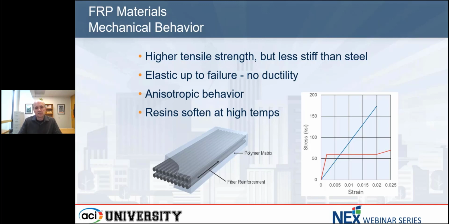The third point on the slide is that FRP materials do exhibit anisotropic behavior. This means that they have different properties depending on which direction you're looking at. So if we look at the strength of the material depicted in the little diagram down on the left, that material would have a very high tensile strength in the longitudinal direction, or the direction that the fibers are running, but it would have very low tensile strength in the direction perpendicular to the fibers.